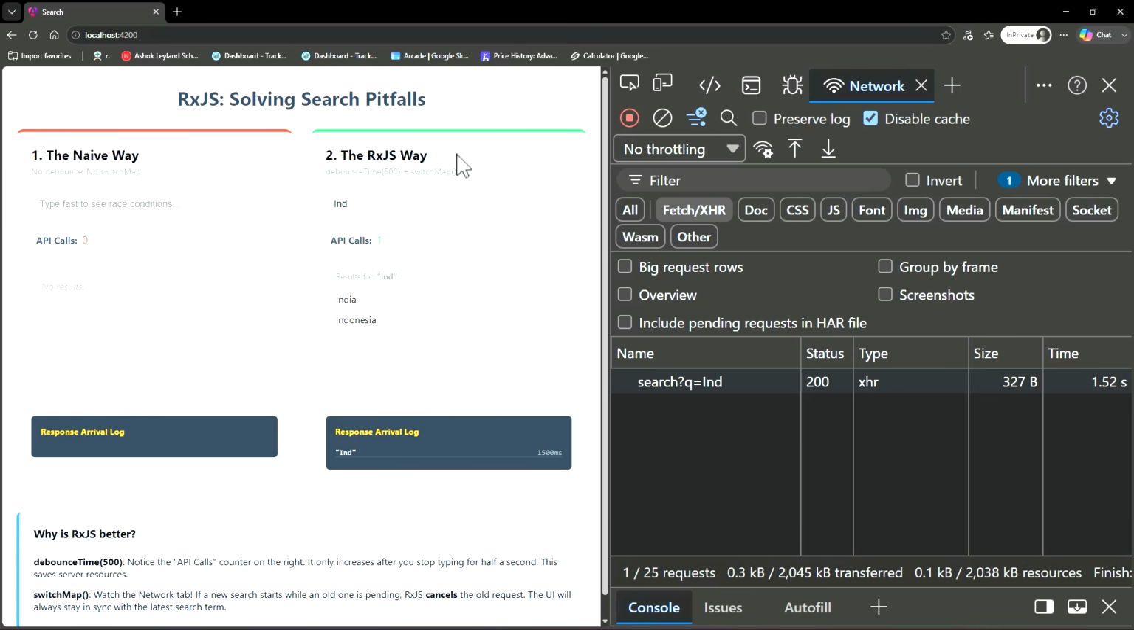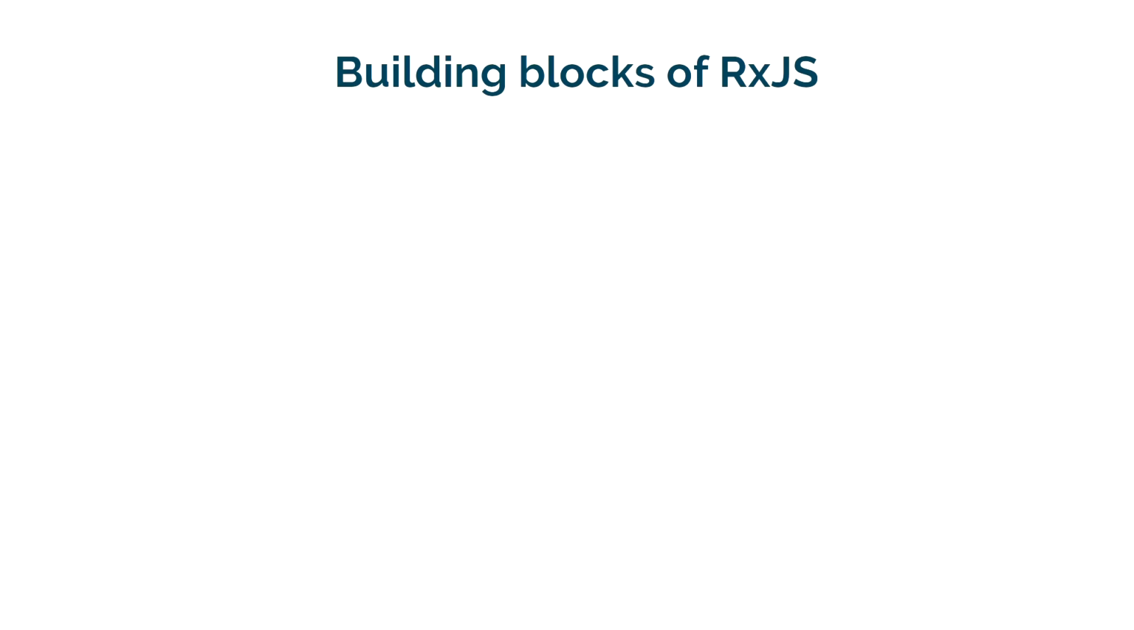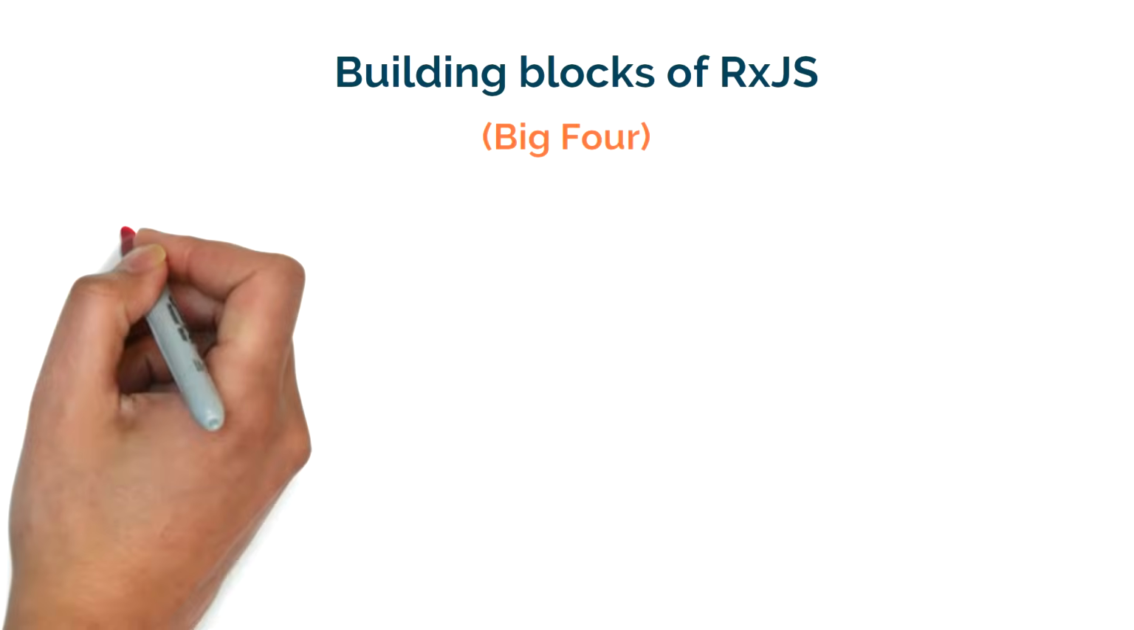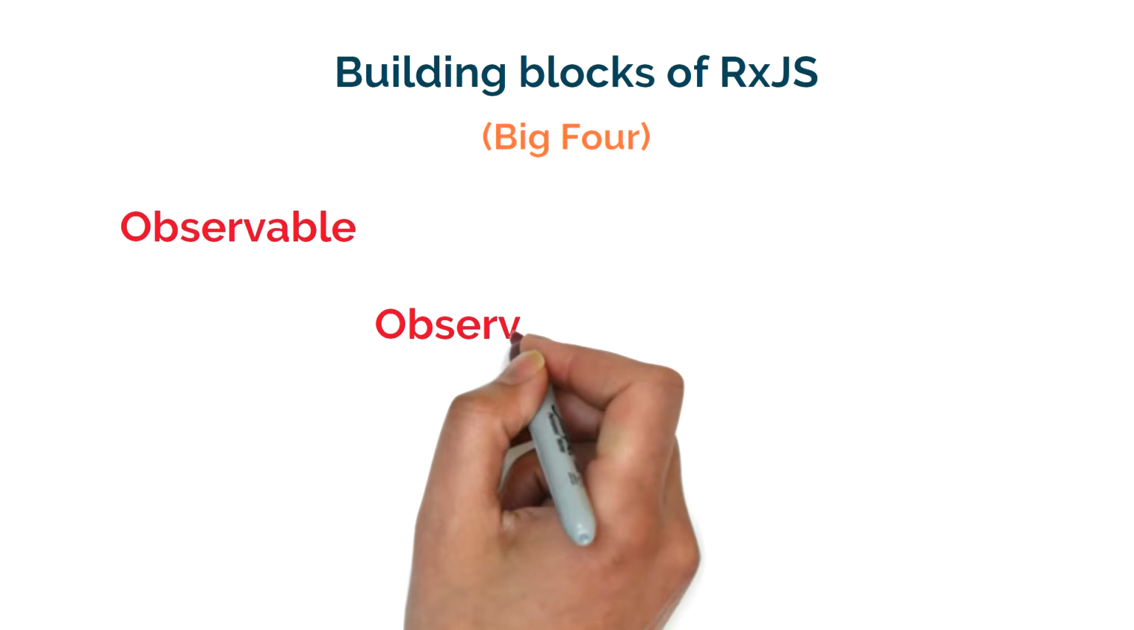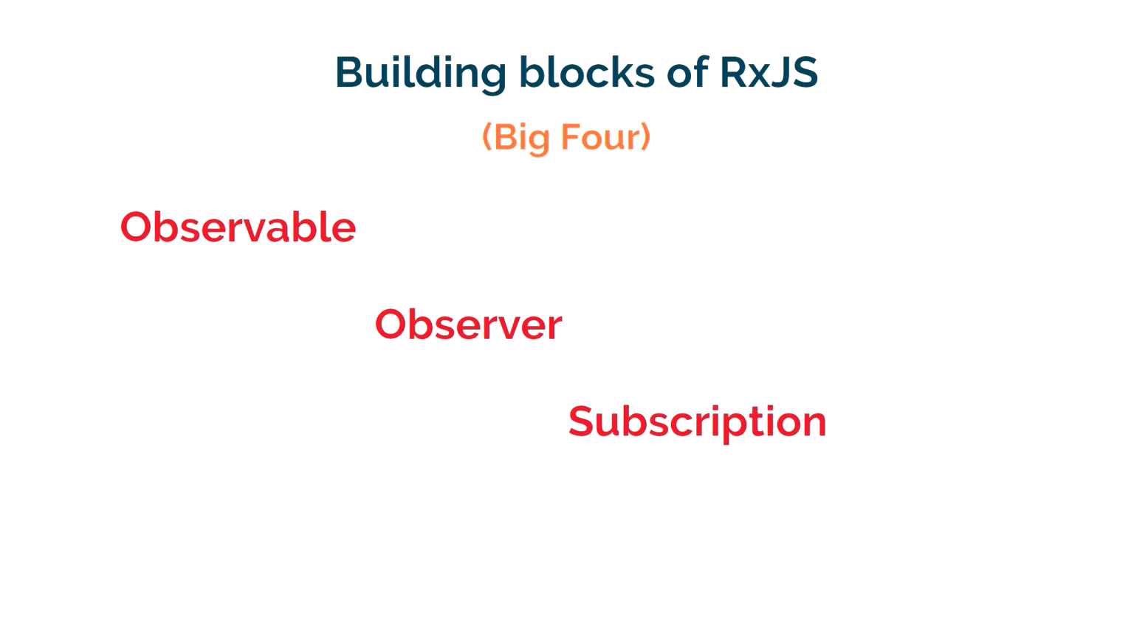In today's video, we will learn one of the most important concepts in RxJS, observable. Before we dive into observable, let's first understand the four main building blocks of RxJS. These are often called the Big Four of RxJS: observable, observer, subscription, and subject. Let's quickly understand how these four concepts work together.